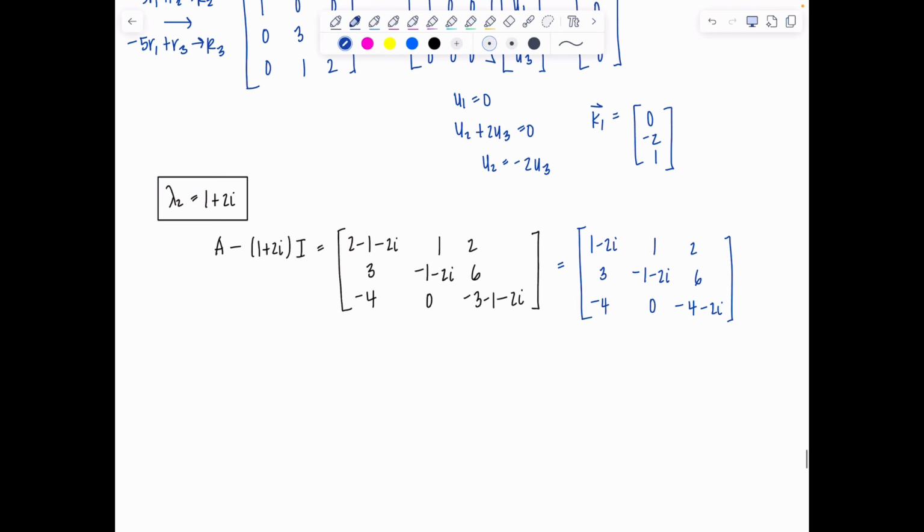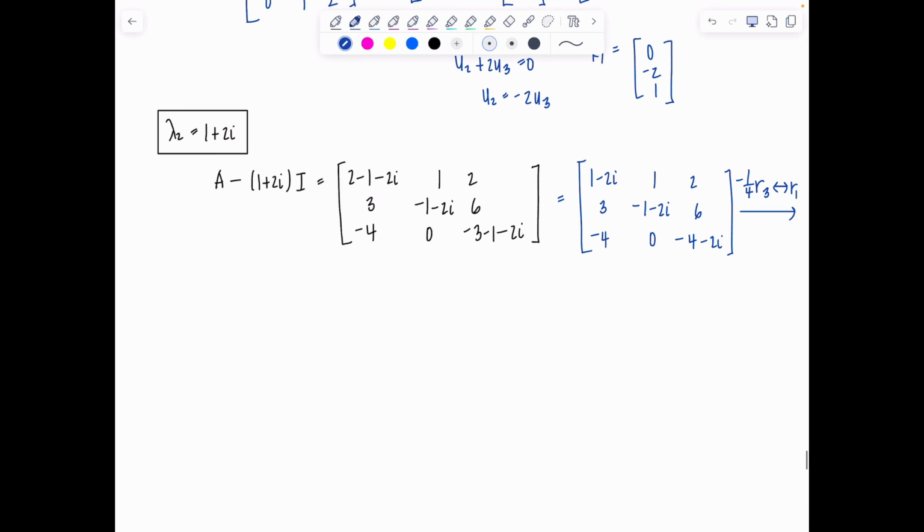Okay, so again, I'm going to take negative 1/4 times row 3 and interchange it with row 1. We're doing two operations at once. So 1, 0, and now this is 1 plus 1/2 i. This I'll leave: 3, negative 1 minus 2i, 6. And then now row 2 is the old row 1: 1 minus 2i, 1, 2. Yay! Okay, we're almost there.